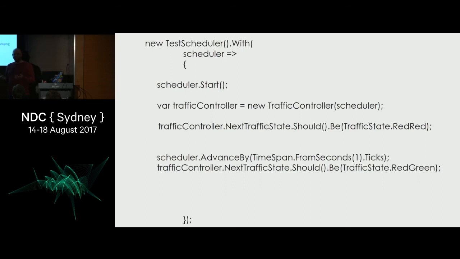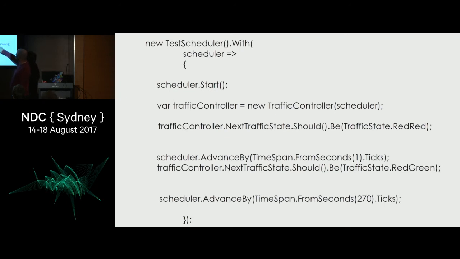There's a talk at Ignite by Joe Alibari of LinkPad, who talks about becoming a time lord with this thing. It's on the Reactive UI website. It's worth a look. So at first, we advanced by 1 second, and we've gone from red to red-green in the state machine, and then we advance it by 270 seconds. So instead of this test taking 270 seconds, it's now just taking 10 milliseconds. Awesome.